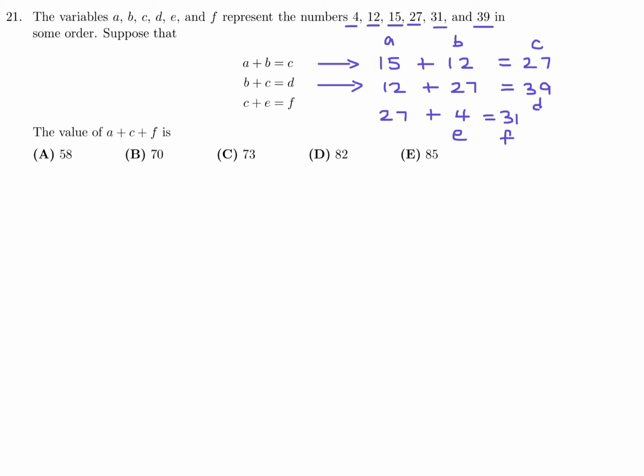As you can see, if you do a little bit of trial and error, you'll get the appropriate numbers for each letter. So A plus C plus F: A is 15, C was 27, and F was 31. Those three numbers, 15 plus 27 plus 31, is 73. So for number 21, the answer is C.